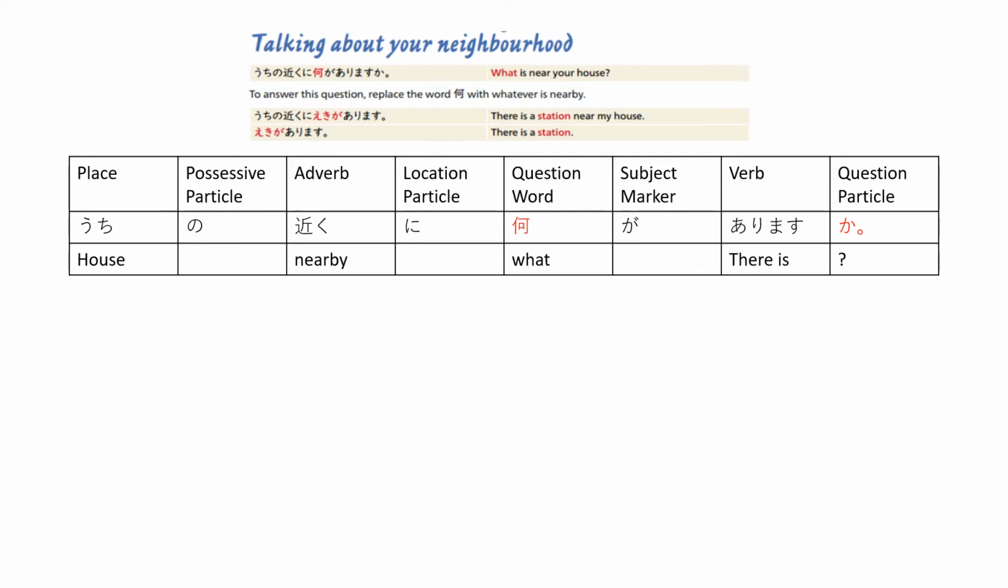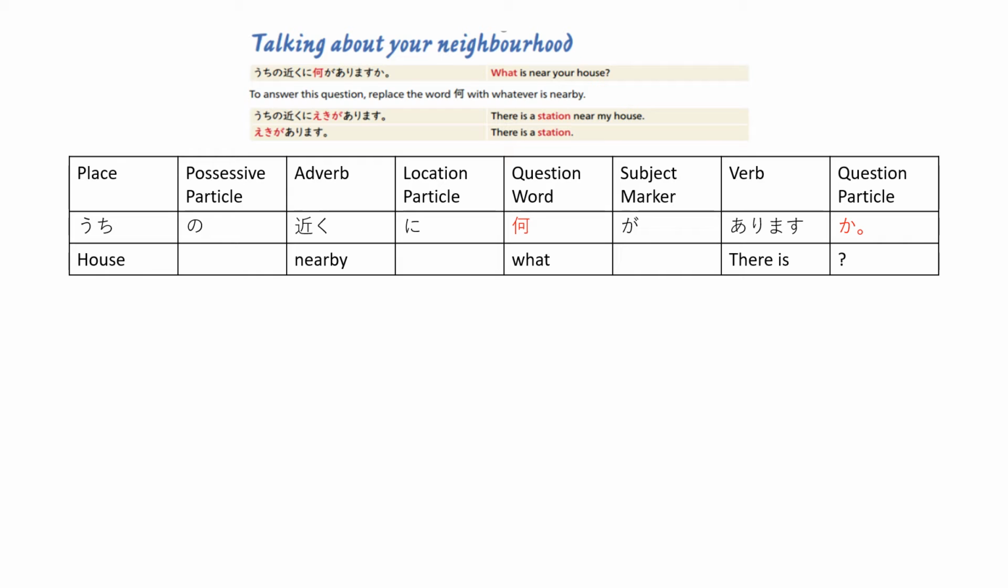Okay. So to create this sentence, you need all of these words. You start off with the place, which in this case is uchi. Please note that if you wanted to ask what is near a different place, you can do that. You just simply replace uchi with whatever you're talking about. If you wanted to say what is near the station, you could say eki no chikaku ni nani ga arimasu ka? Or if you wanted to say what is near the school, you could say gakko no chikaku ni nani ga arimasu ka? So that's the place at the start of the sentence.